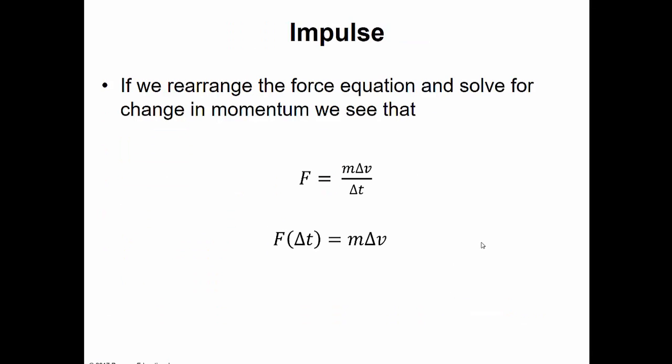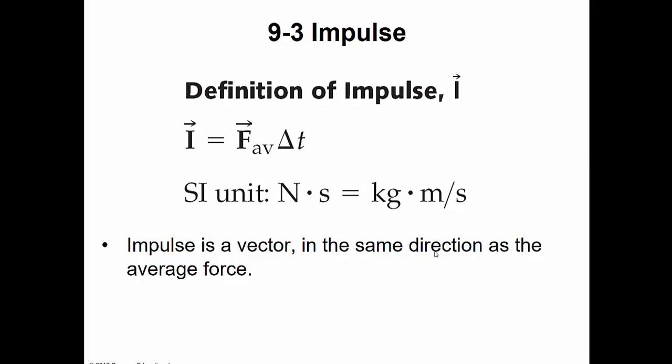If we rearrange the force equation and solve for change in momentum, we see that F equals m delta V over delta t. We multiply both sides by t, and we get F times delta t is equal to m delta V, or the change in momentum. This quantity, F times t, or the change in momentum, is also called the impulse, and the symbol is an I.